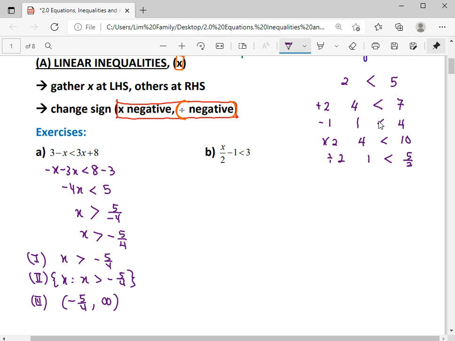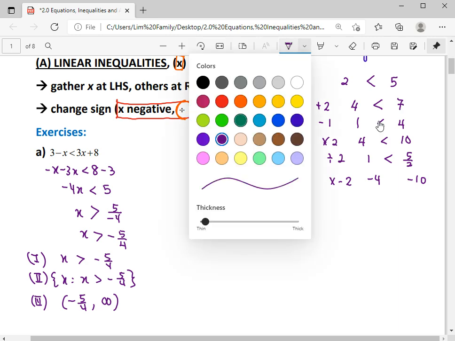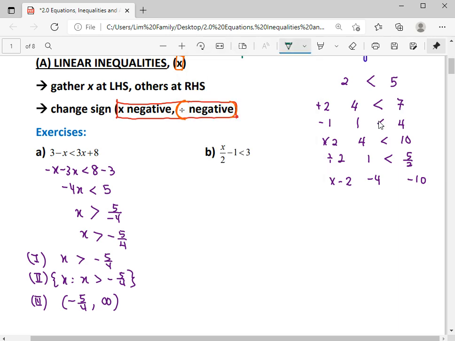But if we want to times with negative, let's say we times with -2, for this side it will become -4, for that side will become -10. So definitely this will affect the status. You can see the status, -4 and -10. -4 is greater than -10. So -4 is not less than. So that's why when we times with negative value, we need to change the sign. The status changed already.